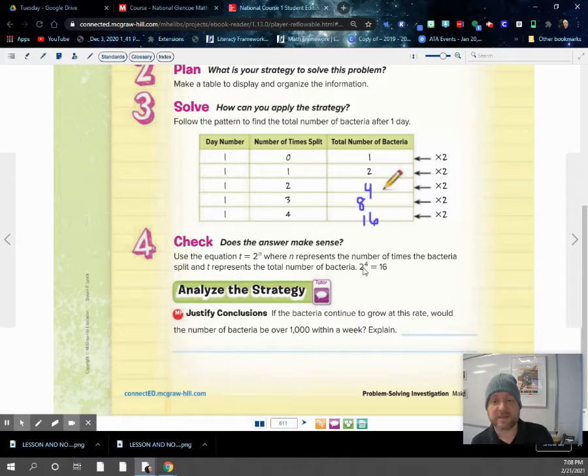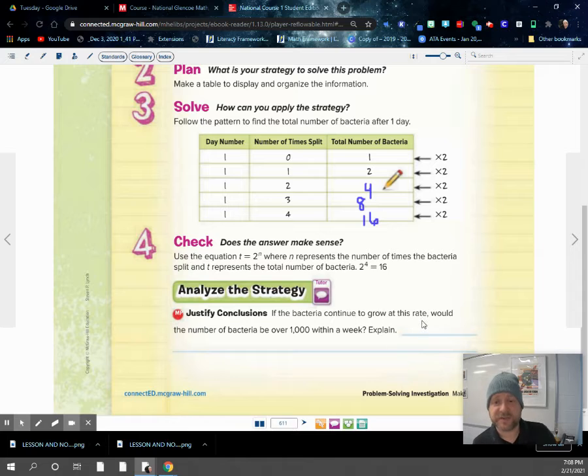So in this case, I know it would be correct because I can check to see if my answer makes sense. Going through this way, I should have 16 bacteria at the end, and 2 to the 4th power is 16. 2 times 2 is 4, times 2 is 8, times another 2 is 16. So there's 2 to the 4th power. And then it says, justify my conclusion.